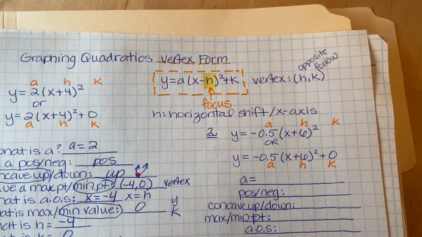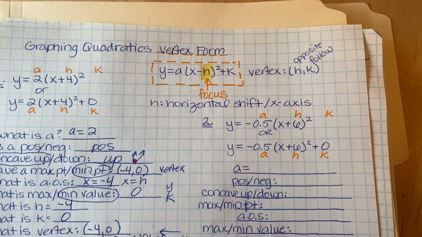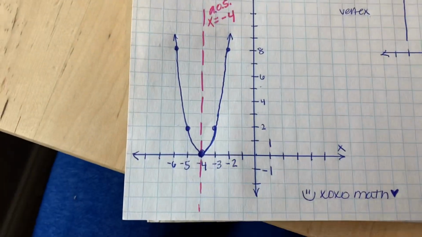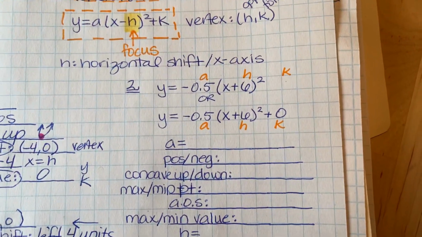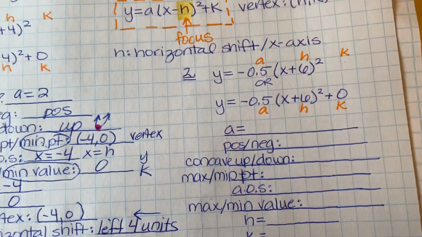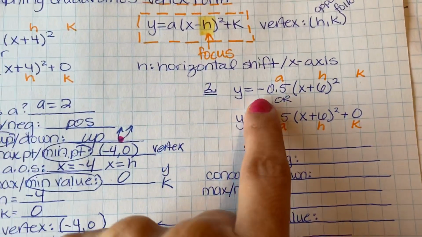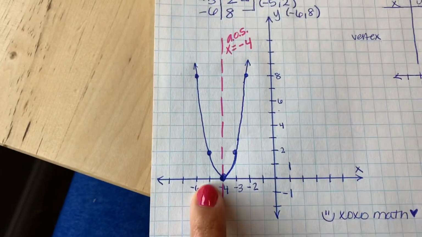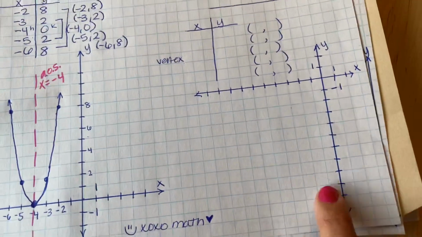Okay, I'm back. Graphing quadratics, vertex form. Part 1 video was this parabola. So part 2 is this vertex form parabola. Okay, my a value here is negative. Here, my a value is positive. So this parabola was concave up. This one's going to be concave down.